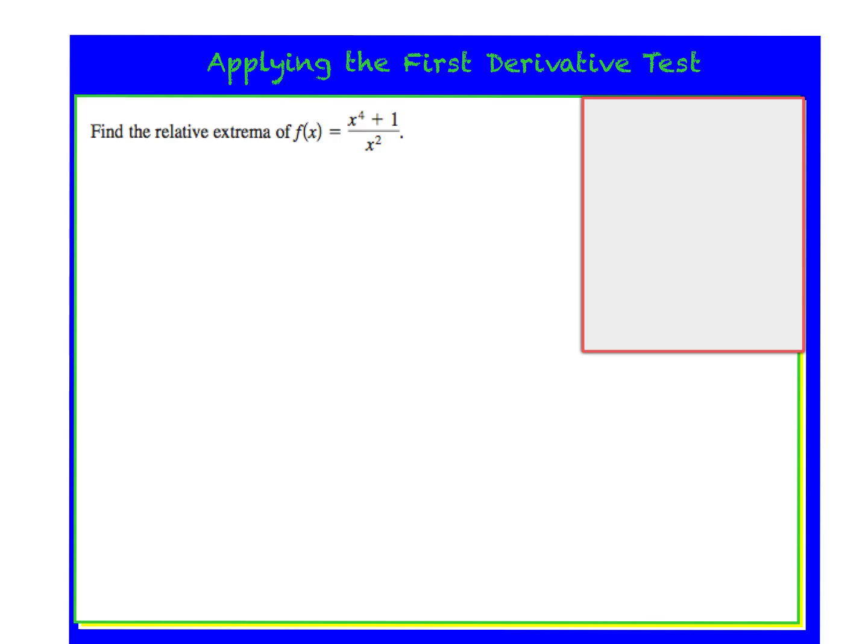So this is 3.3b. We're still on the first derivative test, so we're going to find relative extremas. And so what do we need to get to? A derivative. We need to get to a derivative.